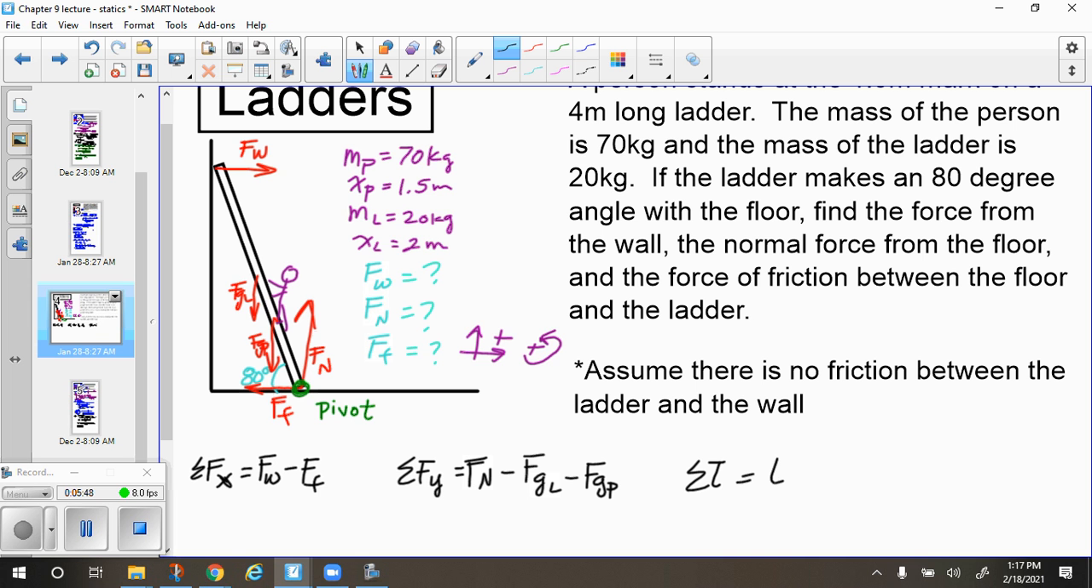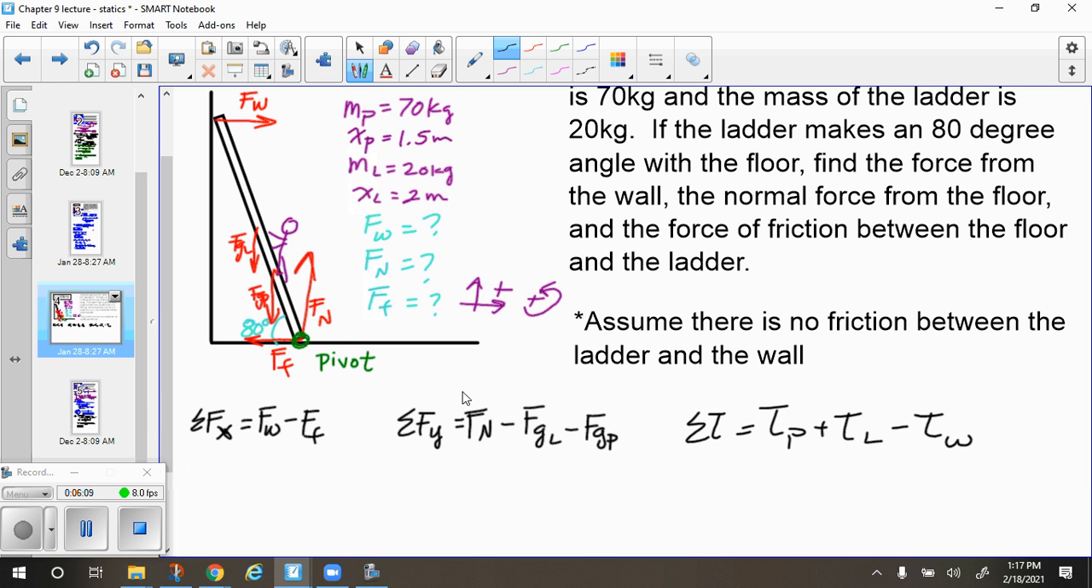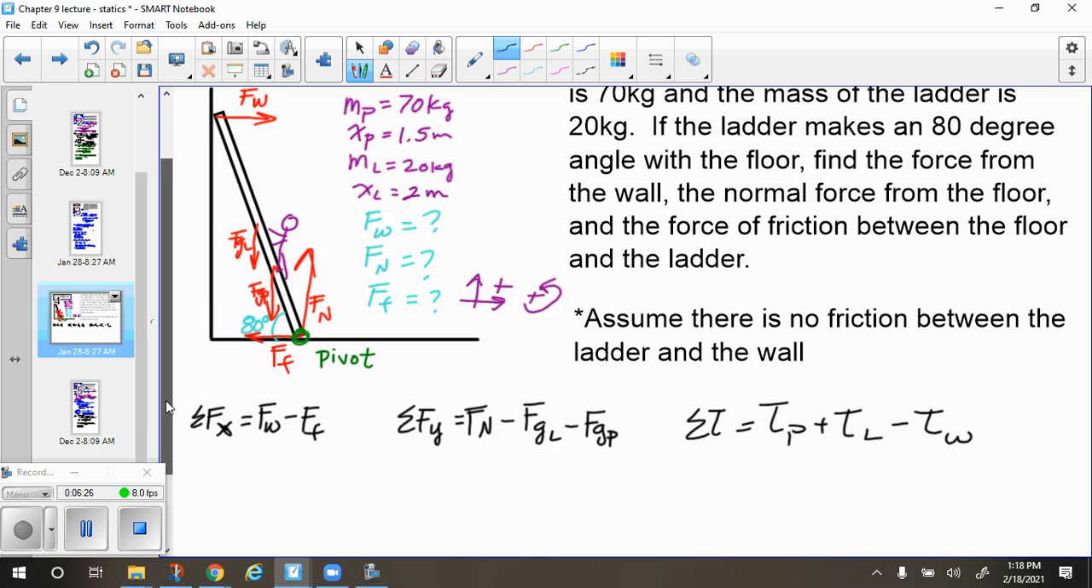Okay, so torque from the person plus torque from the ladder minus torque from the wall. And now we're going to set all of these equal to 0 because it is in static equilibrium. So I'm just going to pick one of these to solve from. I can't solve this because I don't know friction or the force of the wall. Here I have normal force is what I'm looking for. I don't know that. I do know both of these, so I could use this one to solve. Let's go ahead and do that one first.